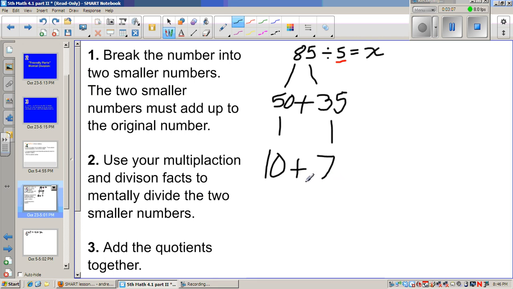So I'm going to add these two numbers together. That's my last step. 10 plus 7 is 17. So the answer to 85 divided by 5 equals x is x equals 17.